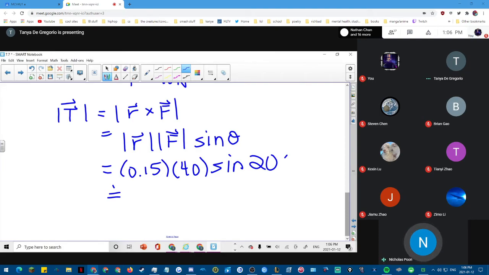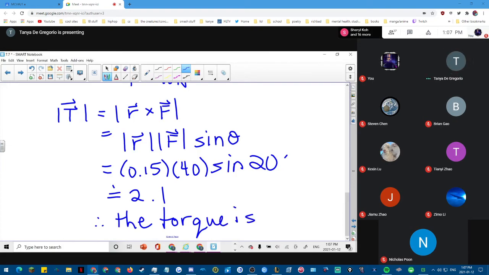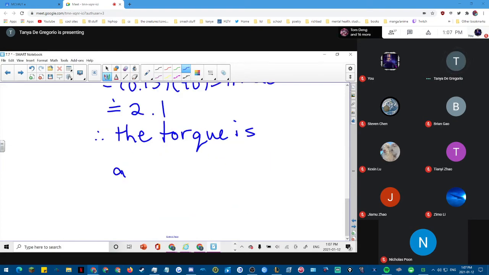Uh, 2.05. Good. Let's say 2.1. Therefore, the torque is approximately 2.1 Newton meters. Cool.